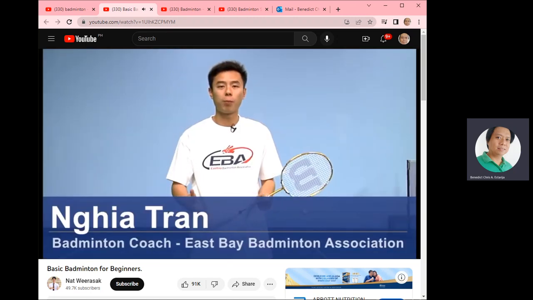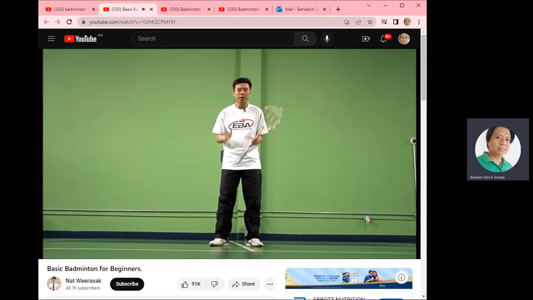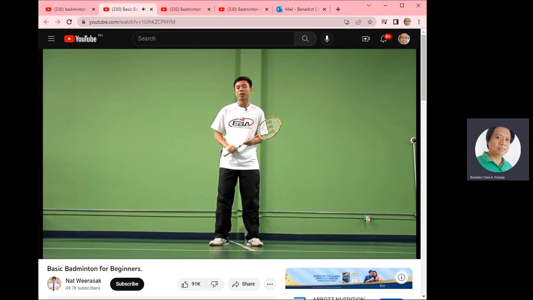We're going to talk about proper footwork for beginners. We're going to start by talking about the forward footwork towards the front first. First will be the front forehand shot.